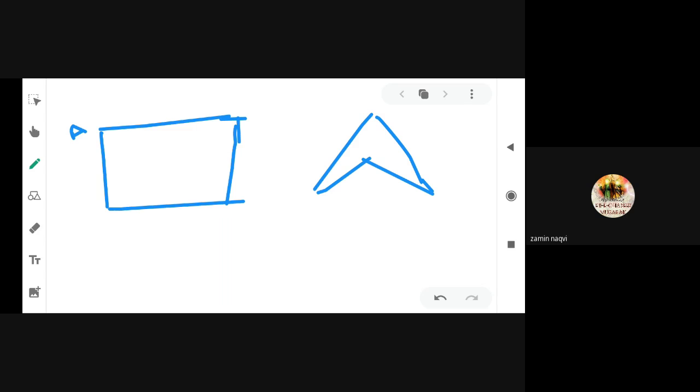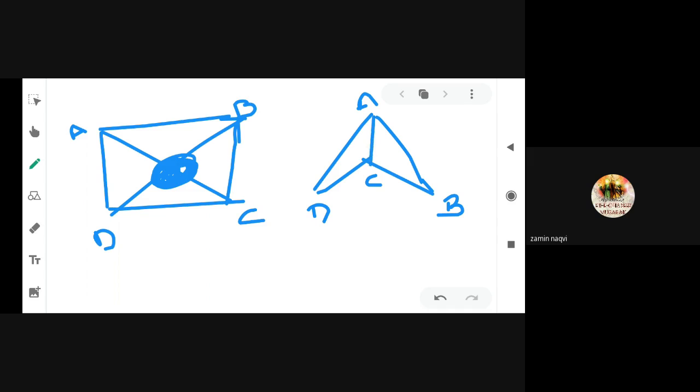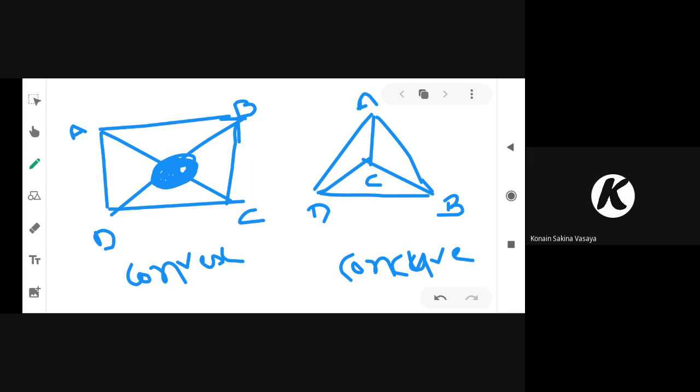Please see these two figures, ABCD. Here the first diagonal is AC and the second diagonal is BD. In the first figure, the diagonals intersect at one point, so it is convex. In the second figure, the quadrilateral ABCD has diagonals AC and BD that do not intersect, so it is concave. If the diagonals intersect, it is convex. So in a rectangle, the diagonals intersect, so it is convex. Yes or no? Yes.